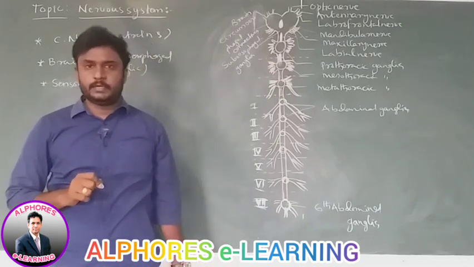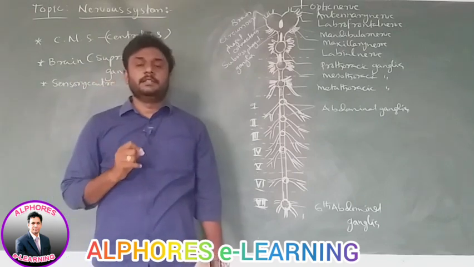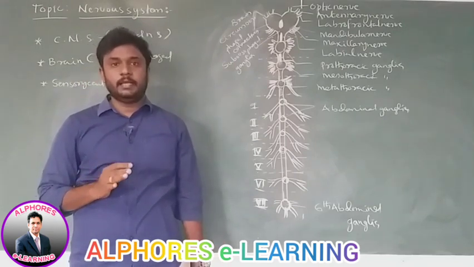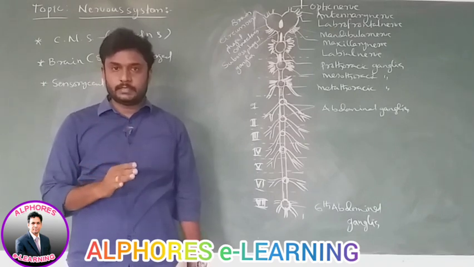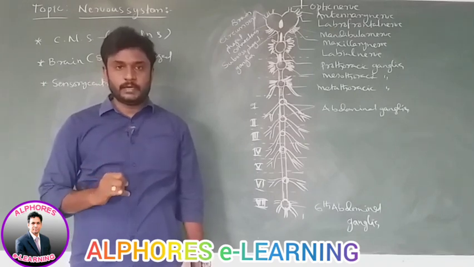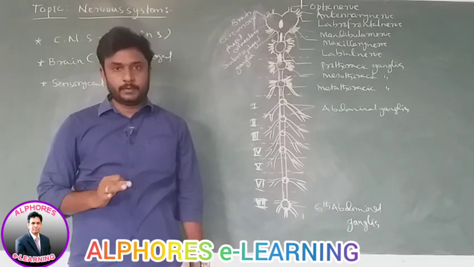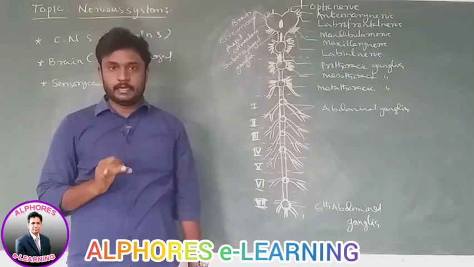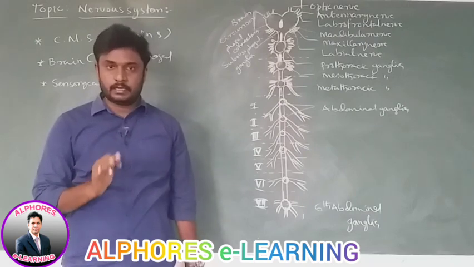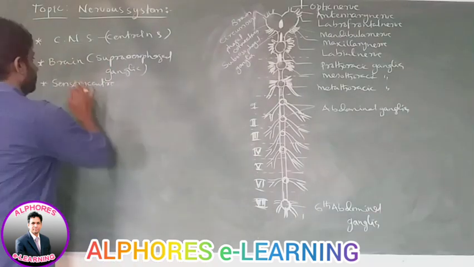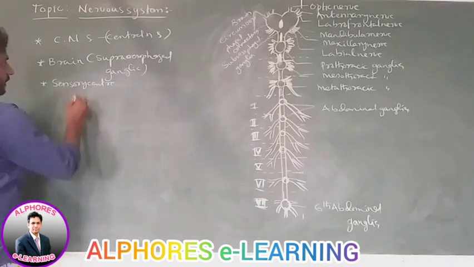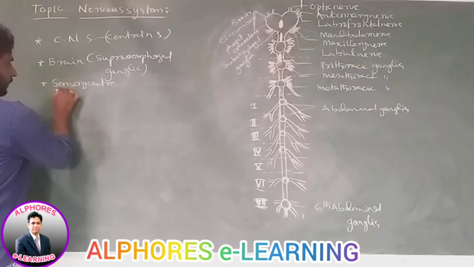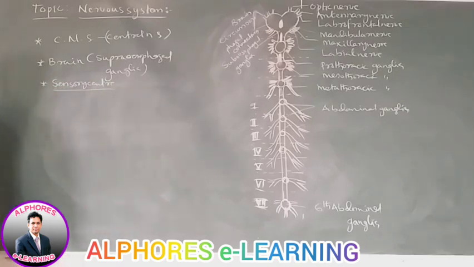What are the most important sense organs? The most important sense organs are the compound eyes, antennae and labrum. So it receives the sensory impulses from the compound eyes, antennae and labrum. That means these are under the control of the brain. It is also called supraesophageal ganglion and it is the main sensory center.